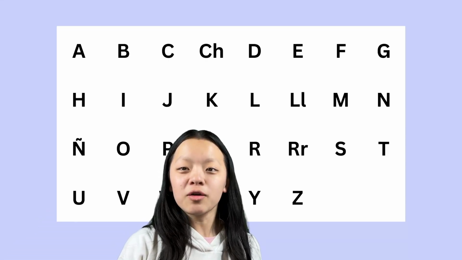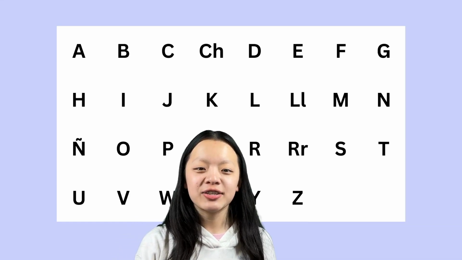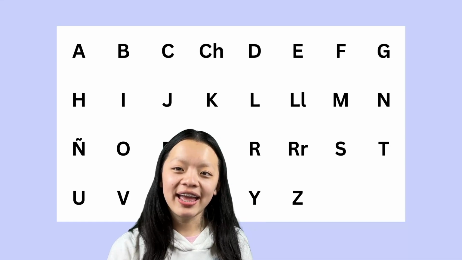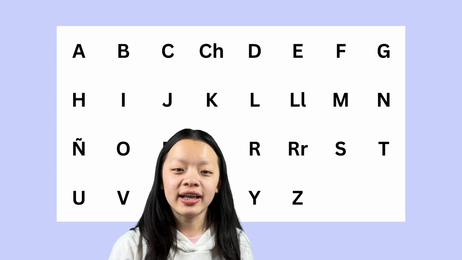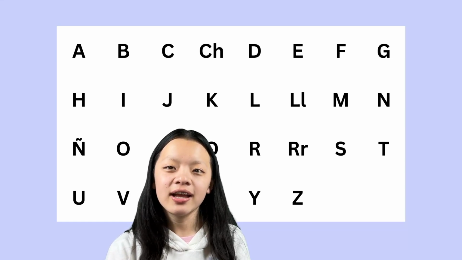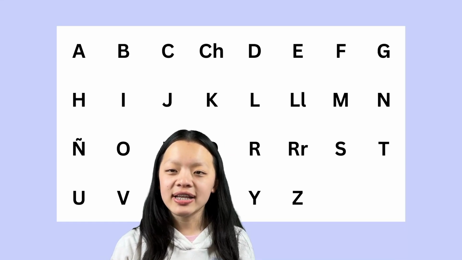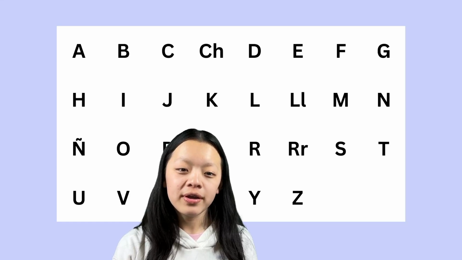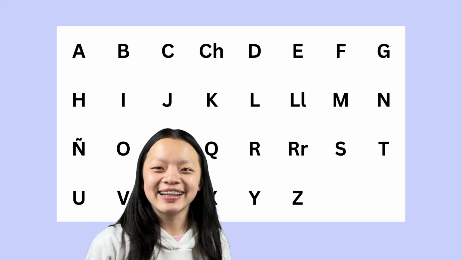Now let's say the whole alphabet all together. A, B, C, Ch, D, E, F, G, H, I, J, K, L, Ll, M, N, Ñ, O, P, Q, R, Rr, S, T, U, V, W, X, Y, and Z.